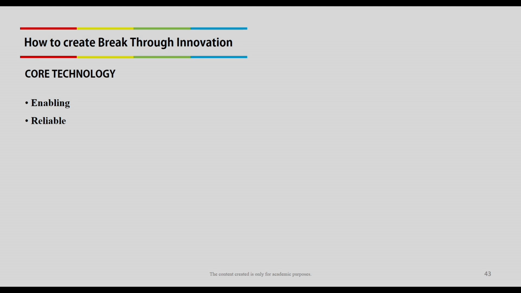The next value is core technology. In core technology, two attributes are there: enabling and reliable. In the enabling attribute, core technology must be appropriately advanced to provide sufficient features. Core technology may be emerging, high technology, or well manufactured traditional technology, as long as it meets customers' expectations in performance.